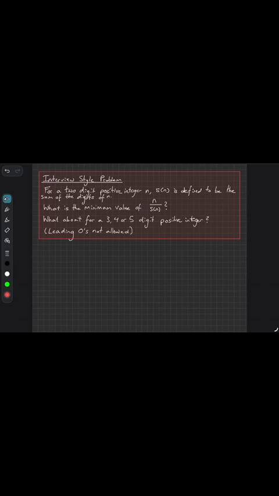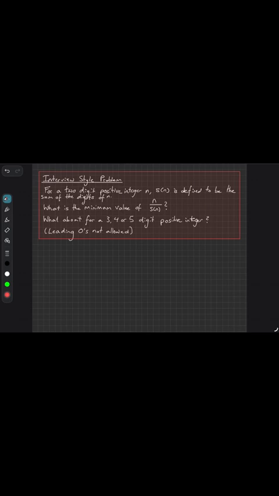Okay, so first things first, let's just read the problem. For a two-digit positive integer n, s of n is defined to be the sum of the digits of n. So for example, if n is 18, s of n is equal to 1 plus 8, which is equal to 9. We're asked, what is the minimum value of n divided by s of n?